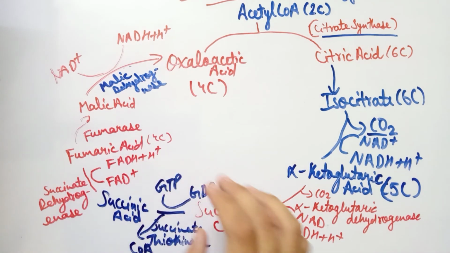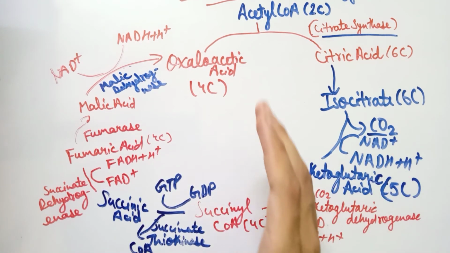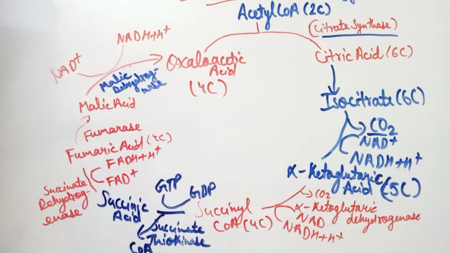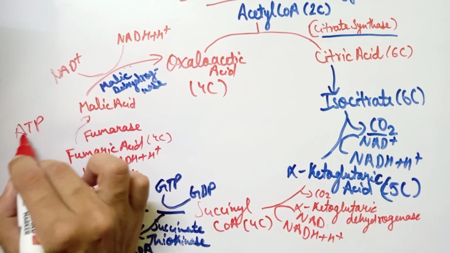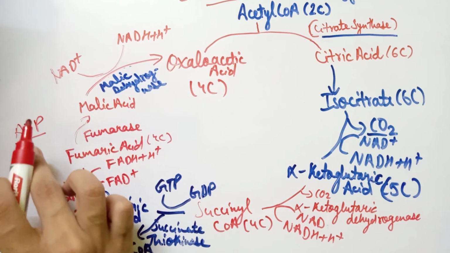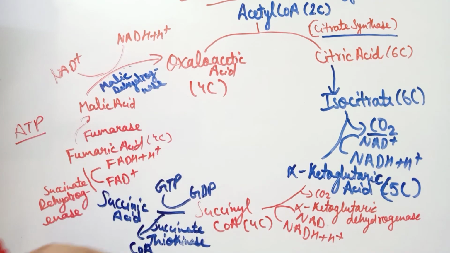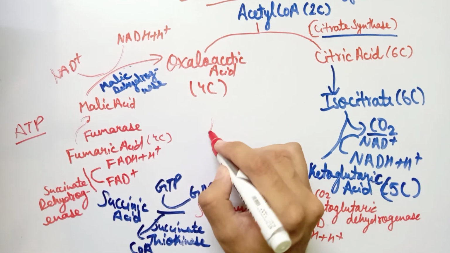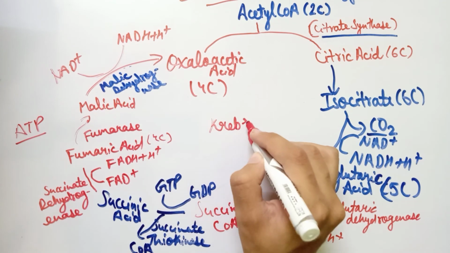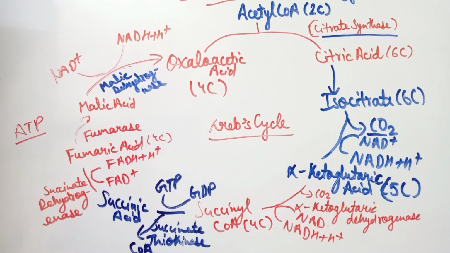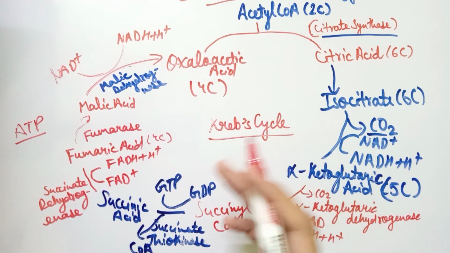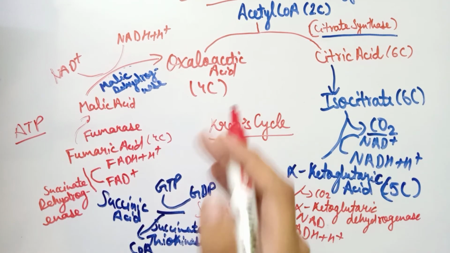NADH, FADH molecules and carbon molecules that are produced by this cycle are then fed to the electron transport chain to produce ATP, because ATP is a form of energy, and in this way energy is produced. This Krebs cycle becomes the sole basis for the formation of ATP, or we can also say that it becomes the sole basis for respiration in organisms.